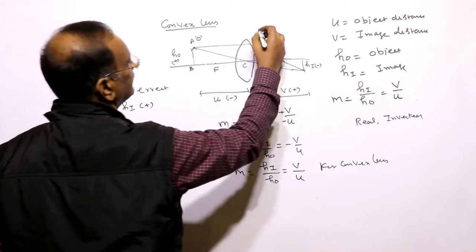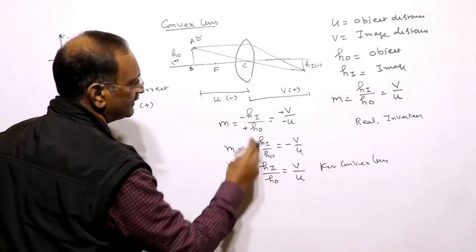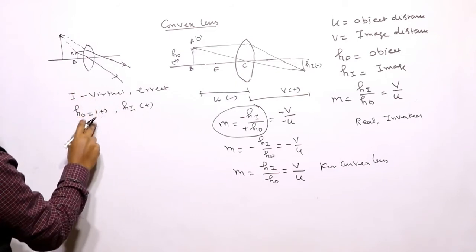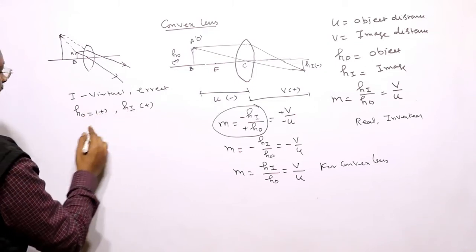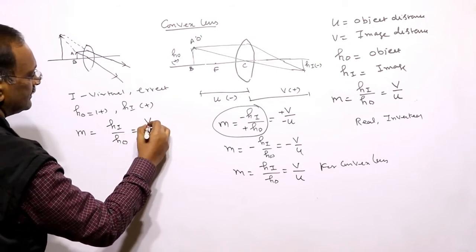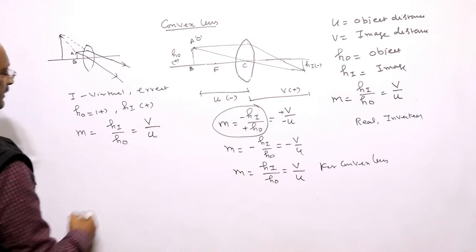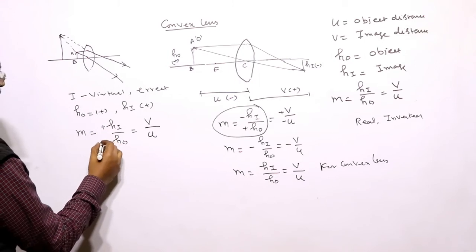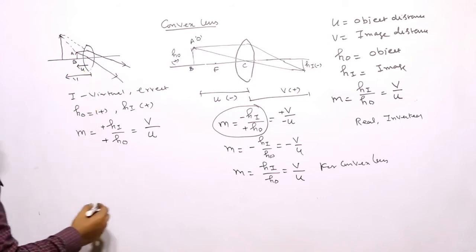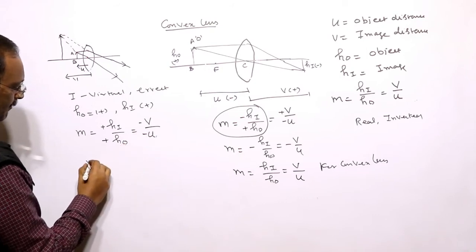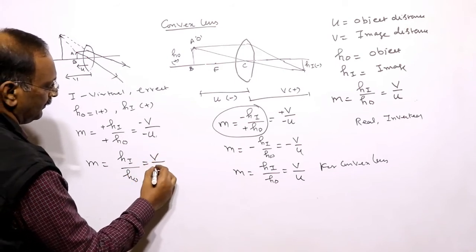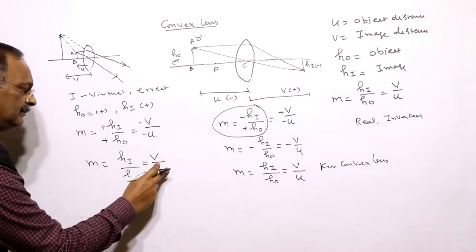See here, when there is a change in the sign of height, then the magnification formed is negative. When there is no change, if both the object height and image height have the same sign, positive, we can write magnification is equal to height of image by height of object is equal to distance of image and distance of object. Here HI is also positive. Image distance V and the object distance U are both negative. So therefore magnification is equal to height of image by height of object is equal to V by U, distance of image divided by distance of object.